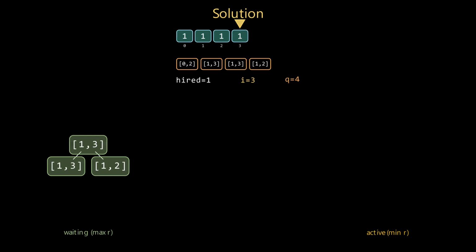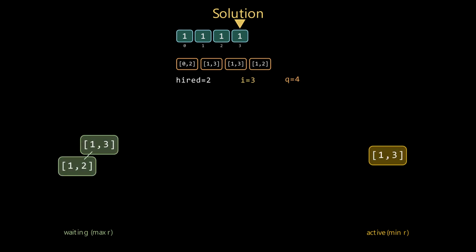At index 3, the smallest active R is less than 3, so that query expires, pop it from active. We still need coverage here, so pop from waiting onto active, then set hired to 2. There are n equals 4 indices and hired equals 2 queries that consume our deletion budget. So 4 minus 2 equals 2, you can remove at most 2 queries, that is the answer.